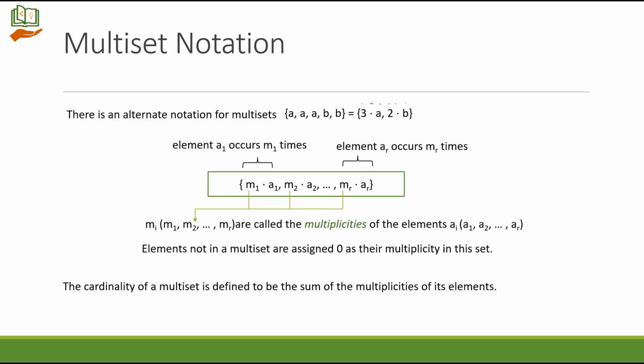When set operations take place, the multiplicity of a particular element may ultimately become 0. At that time, it will be useful to assign 0. The cardinality of a multiset is defined to be the sum of the multiplicities of its elements. Let's take the multiset with 3 A's and 2 B's. What is the cardinality? This is given by 3 plus 2, which is equal to 5. Just count 1, 2, 3, 4, 5. There are 5 elements. In general, M1 plus M2 plus up to MR will be the cardinality of the multiset. We just sum up the multiplicities of the elements present inside the set.